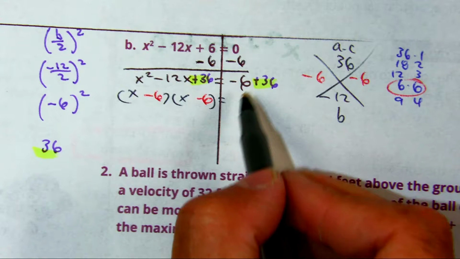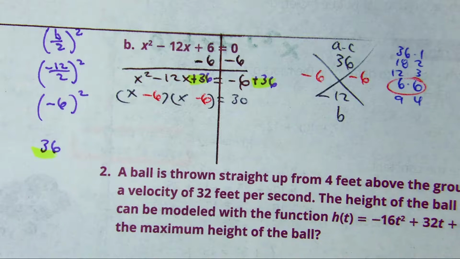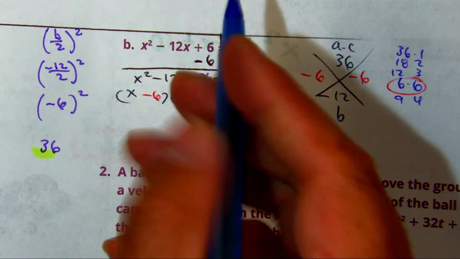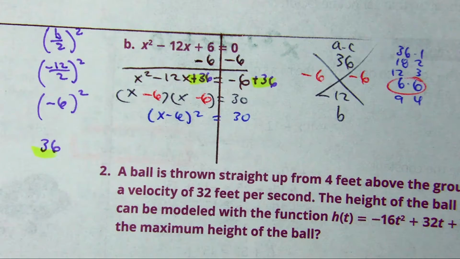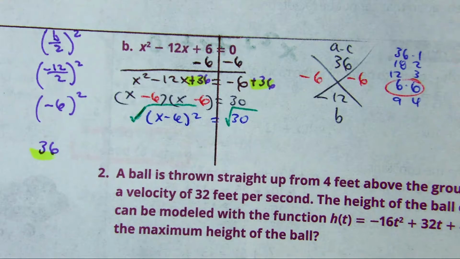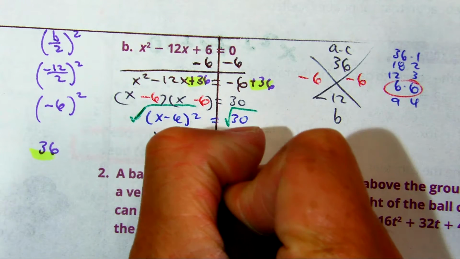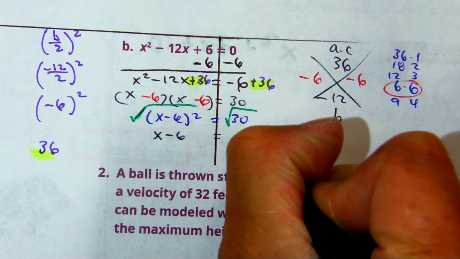And Camille, negative 6 plus negative 6? Negative 12. Jeremy, how do I write that as a binomial squared? X minus 6 squared. Jeremy, what do we do next? Square root. So you're going to take the square root. Jeremy, tell me what's left. X minus 6 equals plus or minus the square root of 30. Plus or minus the square root of 30 is correct.